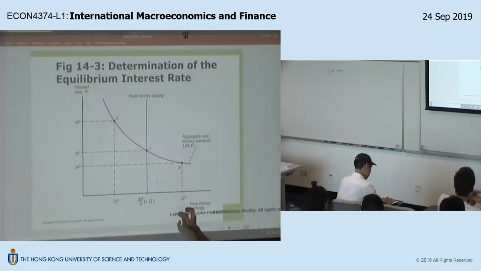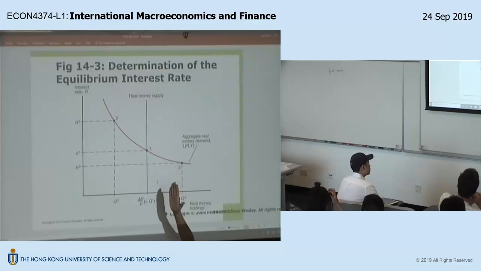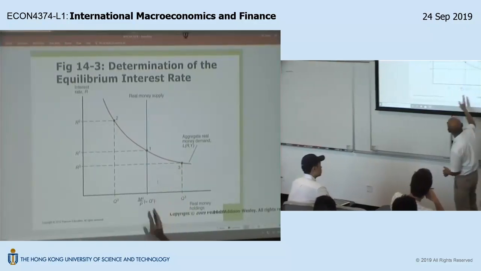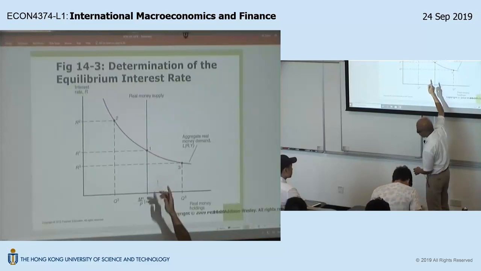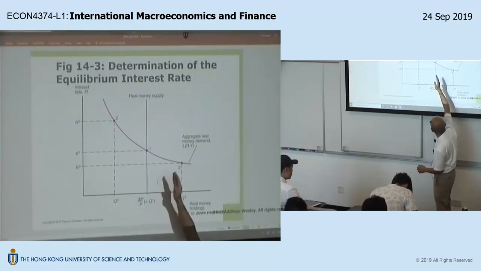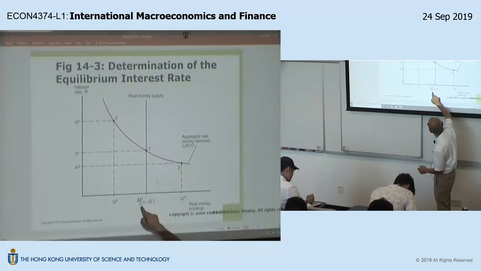So here you see, this is the money supply, which is a vertical line. Why? Because this is the real money supply. I have to be very careful with this. This is real money supply, so MS divided by P.